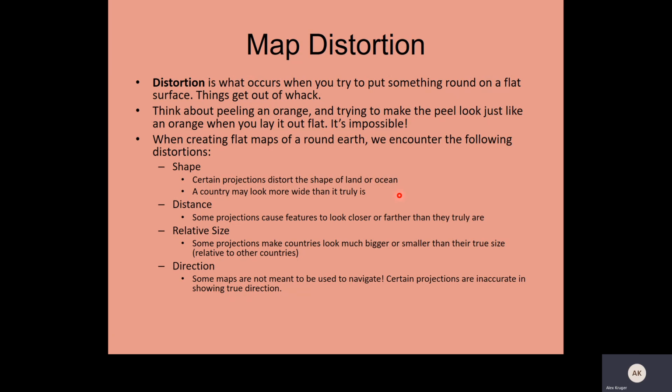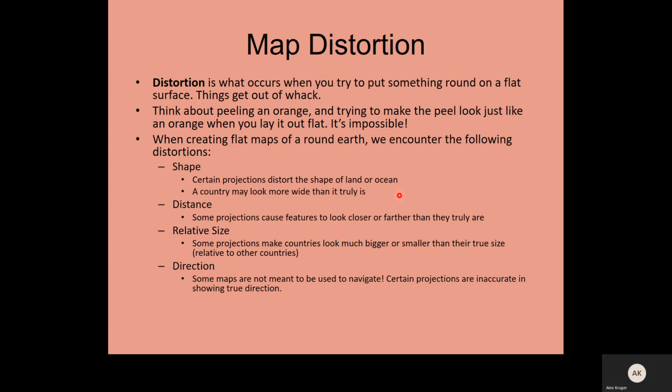So distortion, what is distortion? That's what occurs when you try to put something round on a flat surface. You can't do it. One good way to think about it is like peeling an orange and trying to make the peel look just like an orange when you lay it out flat. It's never going to work.